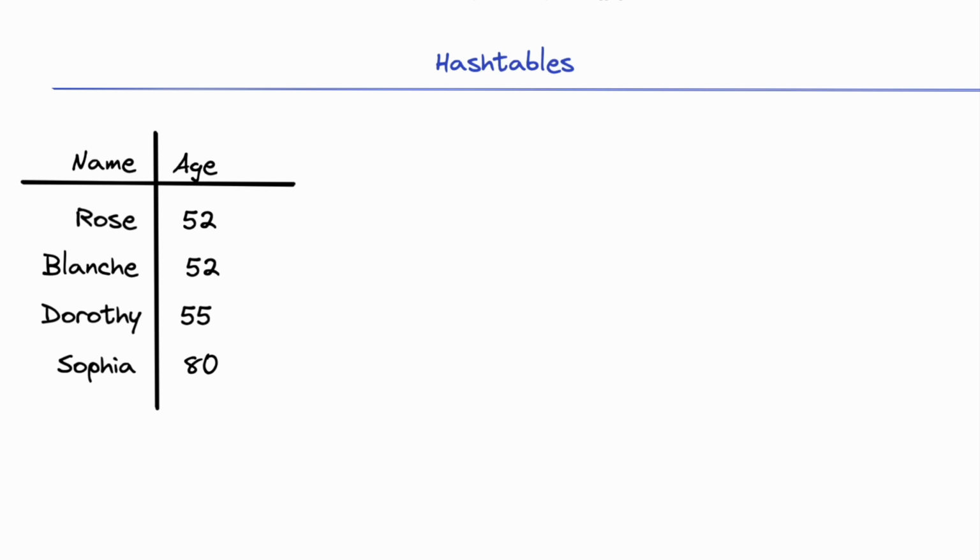Okay, so here we have 4 friends: Sophia, Dorothy, Blanche, and Rose. We also have their ages. We need a way to store this in a data structure where we can essentially query the data structure. So for example, we can ask it, how old is Dorothy? And our data structure should quickly go to that name in memory and return the age that maps to that name. So this is how we can implement that.